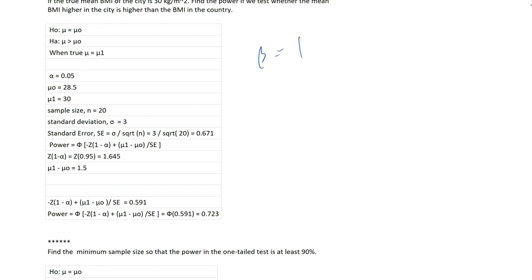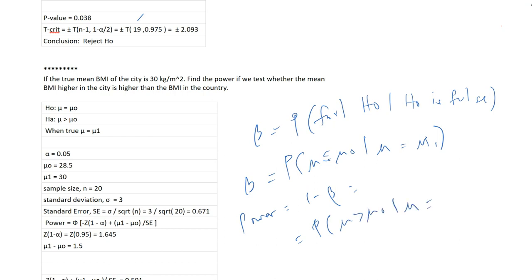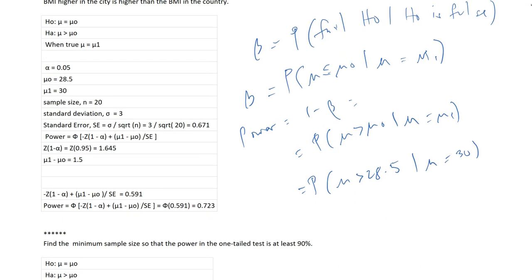Remember that beta is the probability of failing to reject H0, given that H0 is false. So in this case, this is the probability that you fail to reject H0, meaning you say that mu is equal to mu0, given that the mean is indeed mu1. And then power is 1 minus beta, the complement of this. The complement is the probability that you reject mu0 given that the mean is mu1. In other words, this is the probability that you conclude that the mean is greater than 28.5, given that the mean is actually 30. So that's the power of the test.